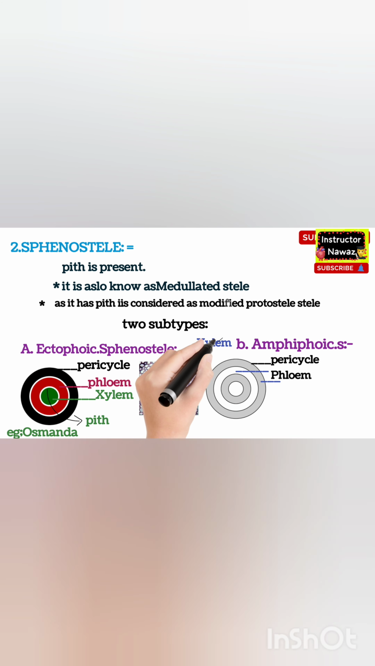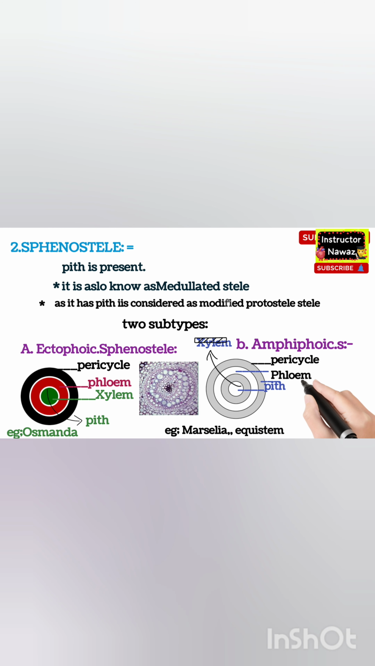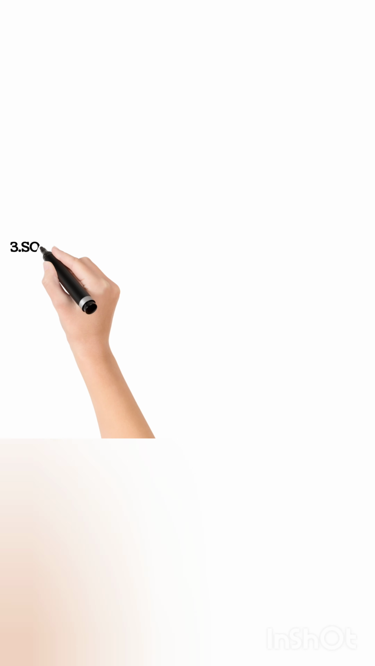Hence it is also called amphi, meaning both. Amphiphloic siphonostele, and it has a well-defined pith. It is present in Marsilea and Equisetum species. This is its microscopic diagram.